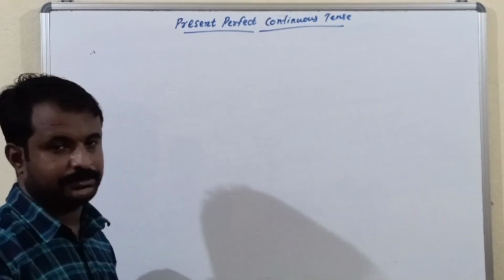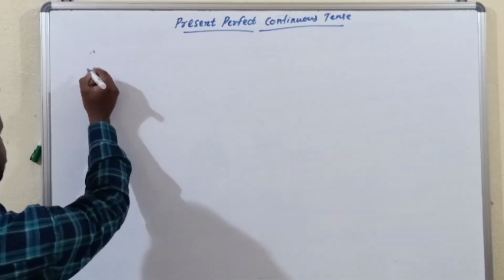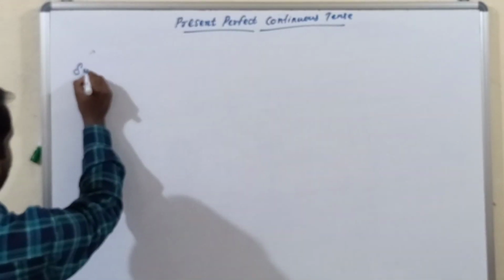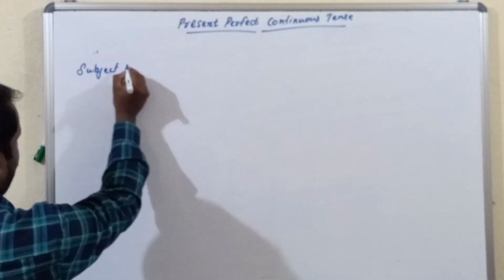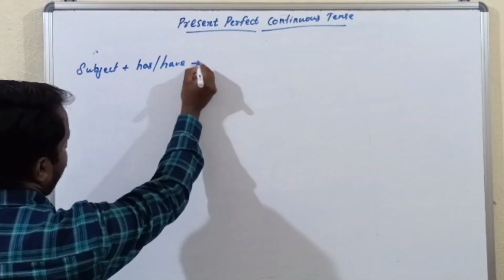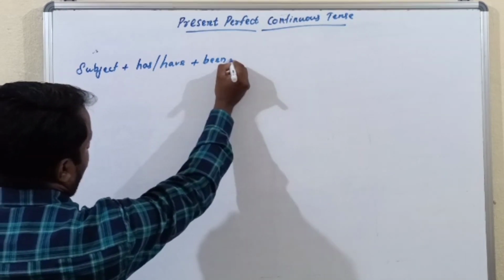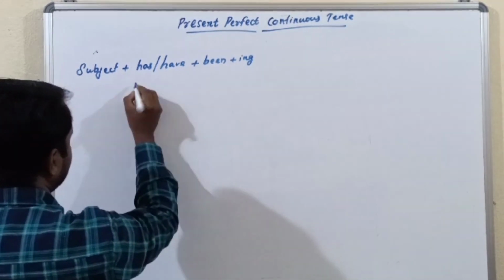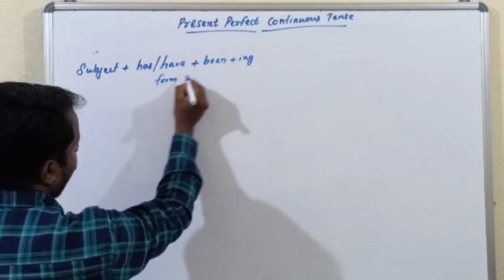Present perfect, learned by. So you know the form of present perfect tense. For interrogative: has or have plus subject plus been plus the ing form of the verb.